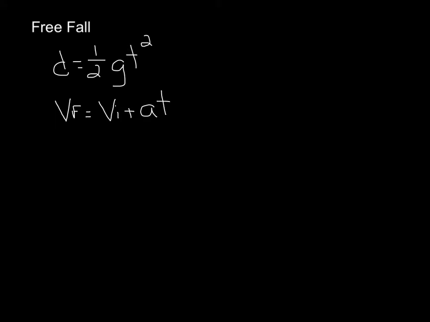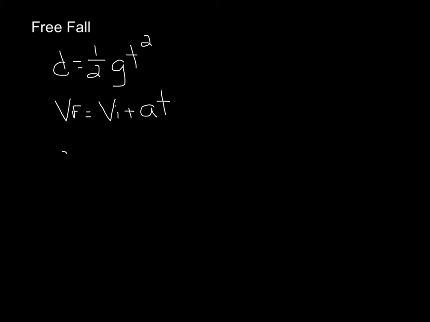In this video, we will talk about free fall. In free fall, we know that d, distance, is equal to 1/2 g, gravity, t squared. We also know from the acceleration that final velocity equals initial velocity plus acceleration times time.